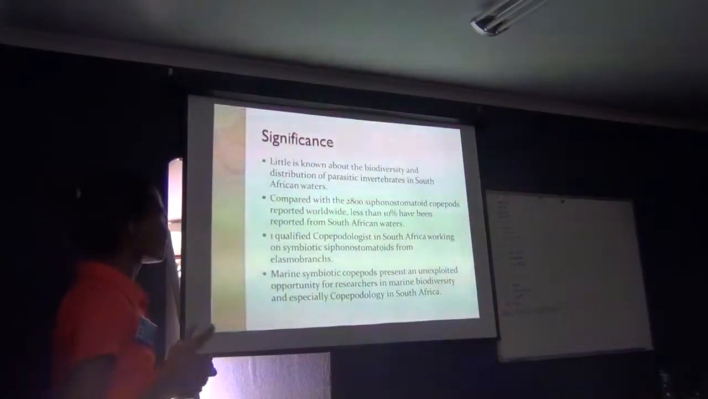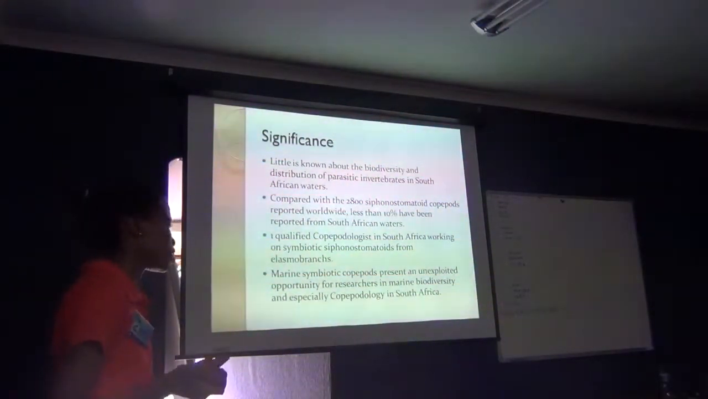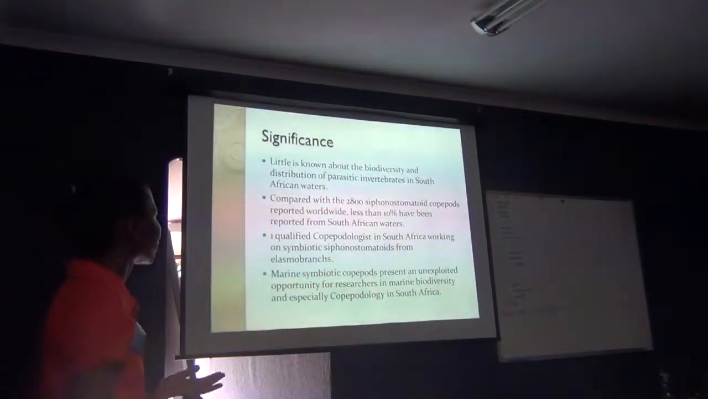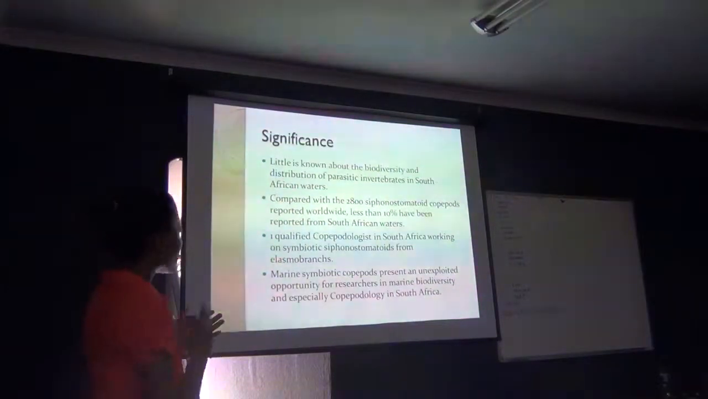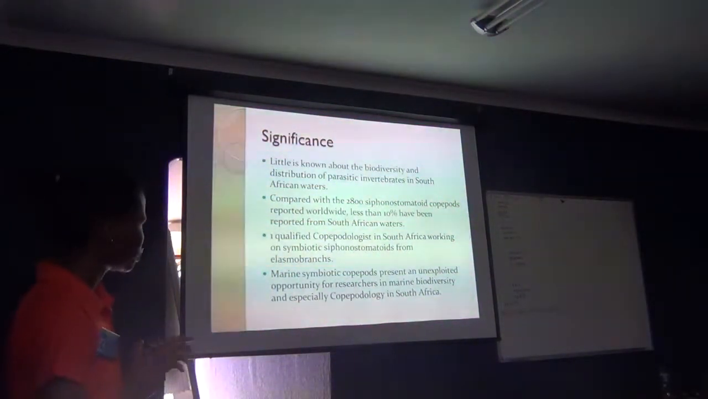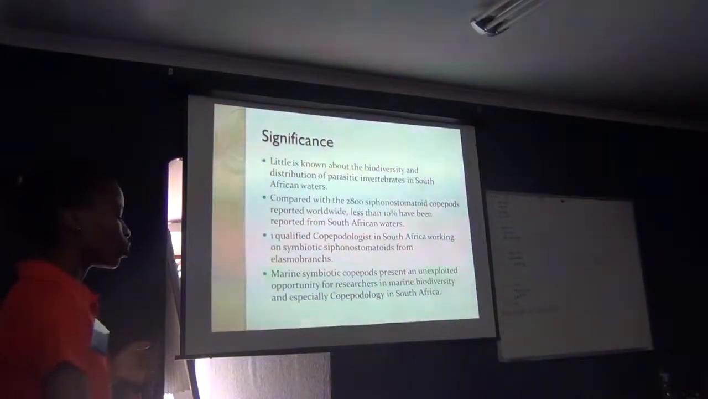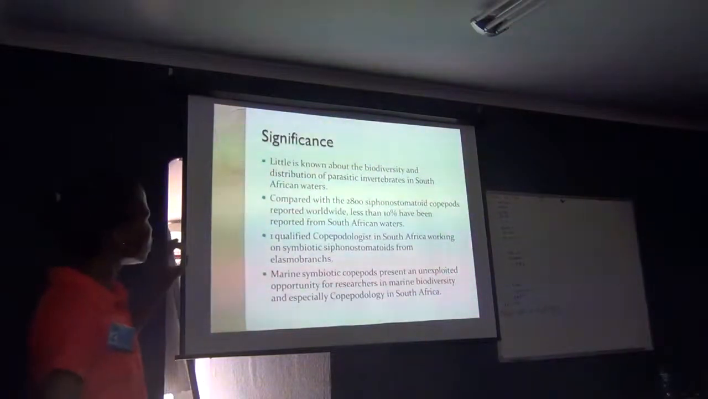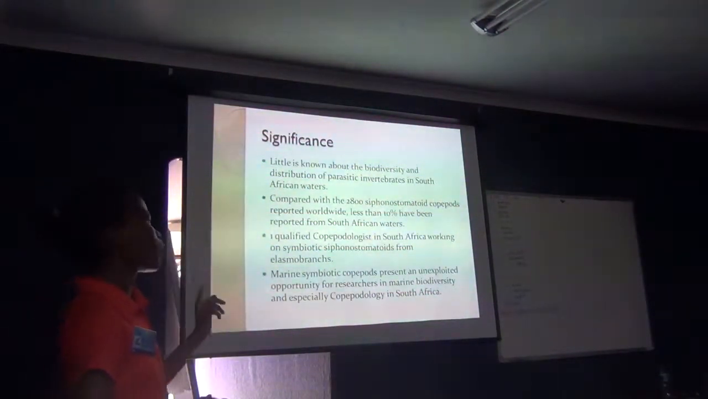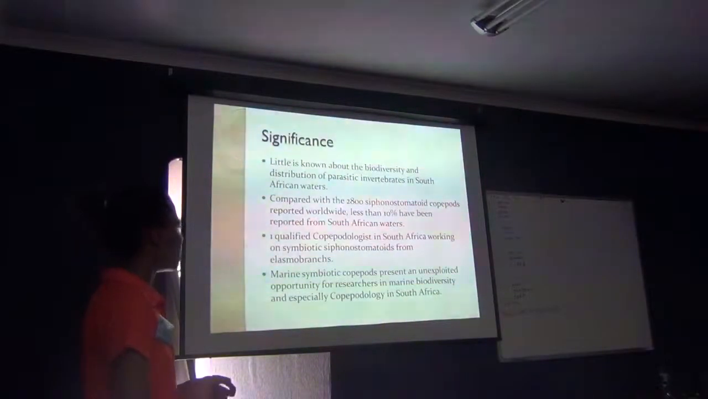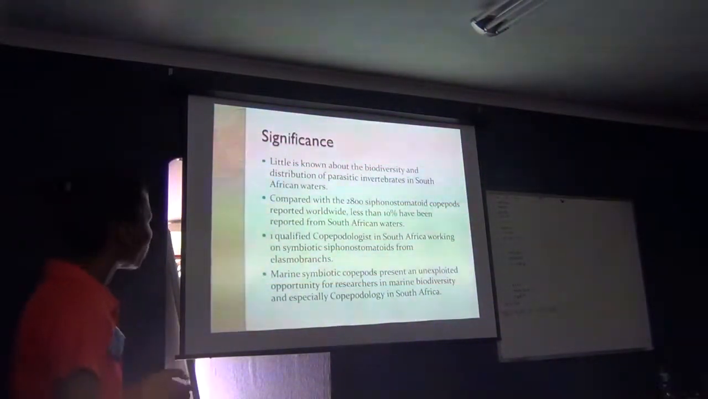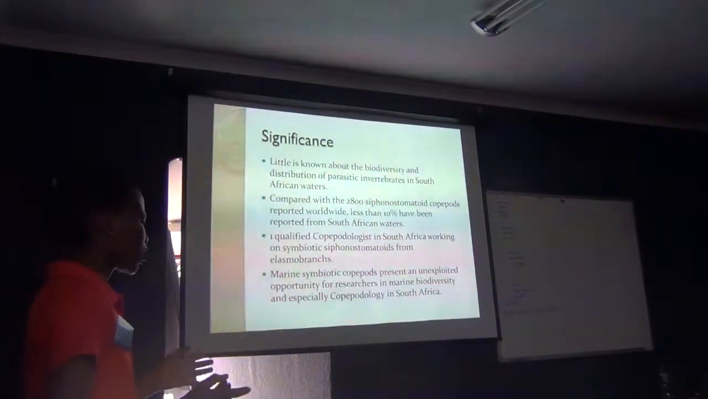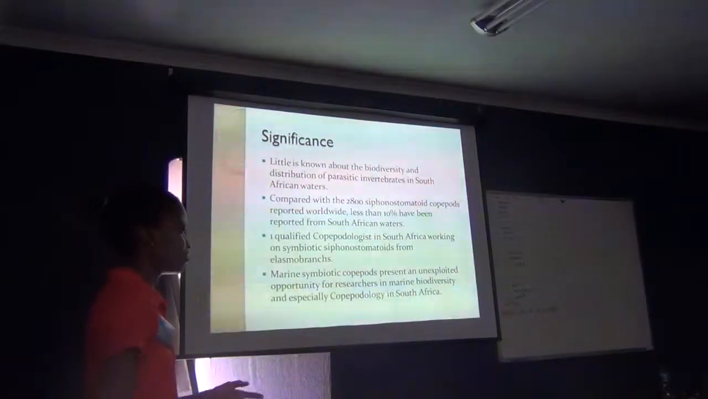But the truth is, there's very little knowledge about the biodiversity and distribution of invertebrates and parasitic invertebrates in South Africa. That's a known fact. When we look at copepods, compared with the 2,800 species reported worldwide, less than 10% have been reported from South Africa. That's usually due to the fact that there's only one qualified copepodologist working on symbiotic siphonostomatoids from elasmobranchs in South Africa. And right now I make half of the qualified.